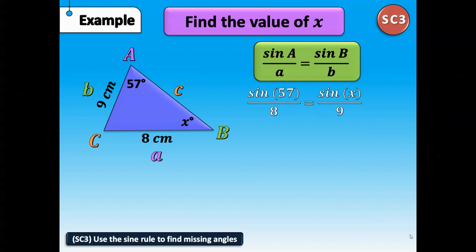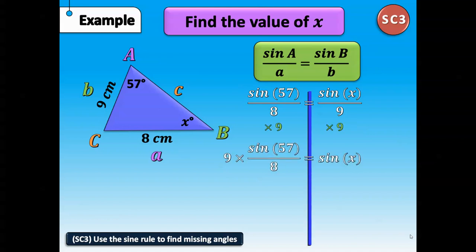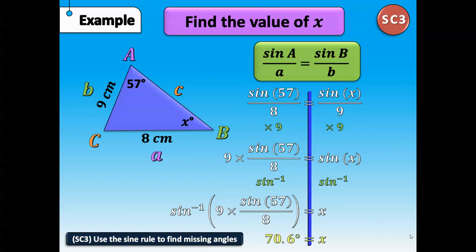And I need to get rid of the divide by 9 first of all, so I times both sides by 9. So I get this. And then I get rid of the sine by doing sine to the minus 1. So I get this, and this is what I type into the calculator. And I get X equals 70.6 degrees.